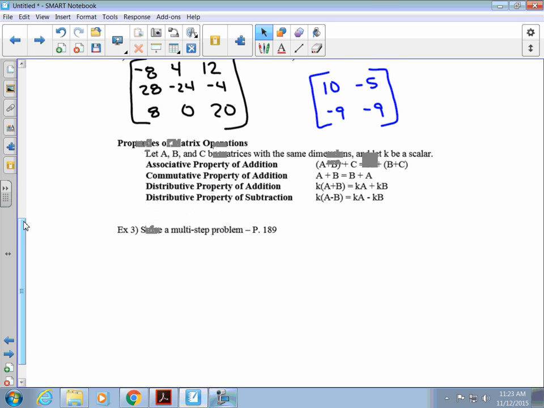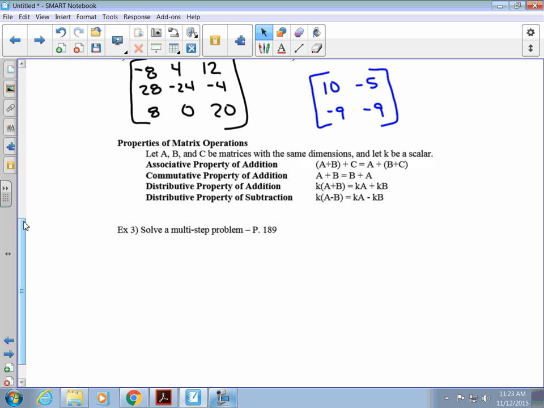So the next thing we're going to talk about is the properties of matrix operations. It says let A, B, and C be matrices with the same dimensions and let K be a scalar. The associative property of addition works for matrices. The commutative property of addition works for matrices. So does the distributive property of addition and the distributive property of subtraction.